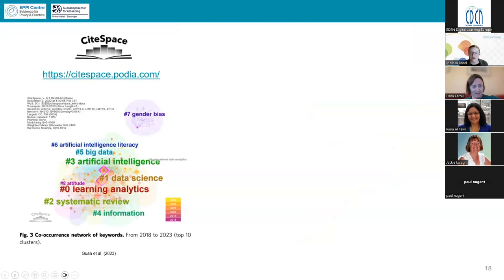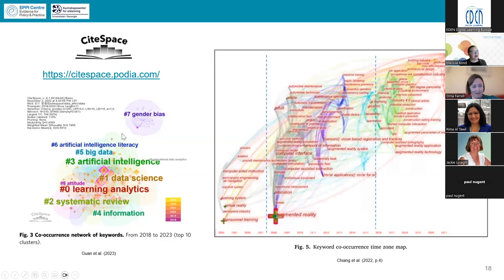CiteSpace is another tool that is starting to be used a lot more, and I've got two examples to show you. Again, it looks at co-occurrence frequencies. So this one's looking at the co-occurrence network of keywords from 2018 to 2023 in research that was published looking at artificial intelligence. As well, it was interesting to see gender bias out here on its own, by the way, which I thought was very interesting.